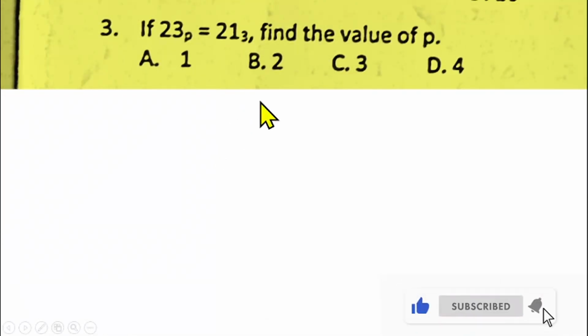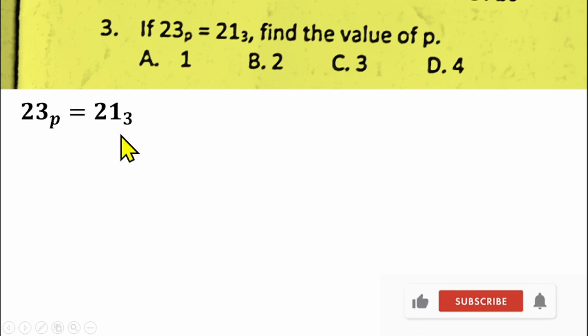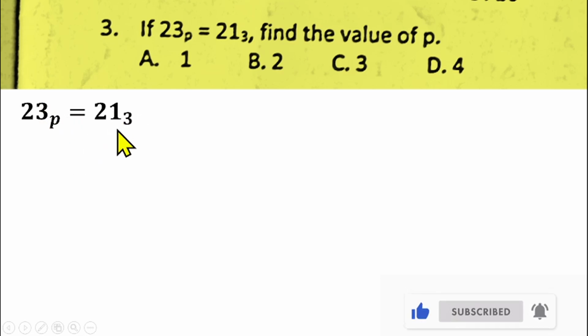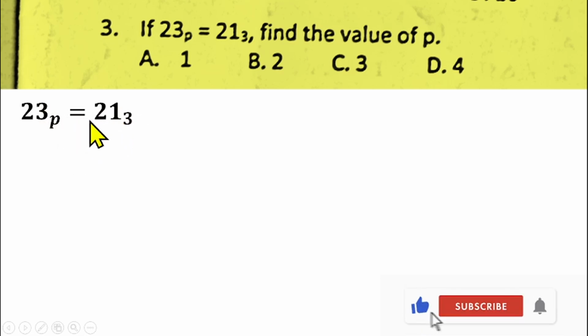Question number 3 is also on number base. We are told that if 23 base p is equal to 21 base 3, you have to find the value of p. So 23 is in base p and 21 is in base 3. From there, the first thing to do is to convert them to the same base, and the base we can change them to is base 10.